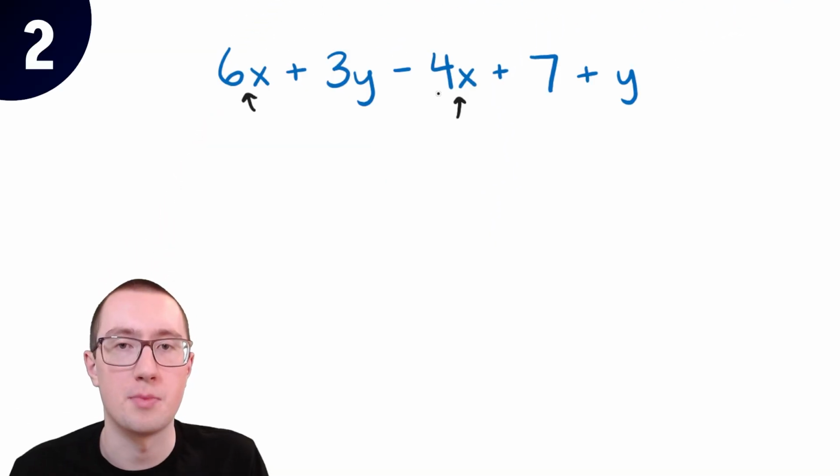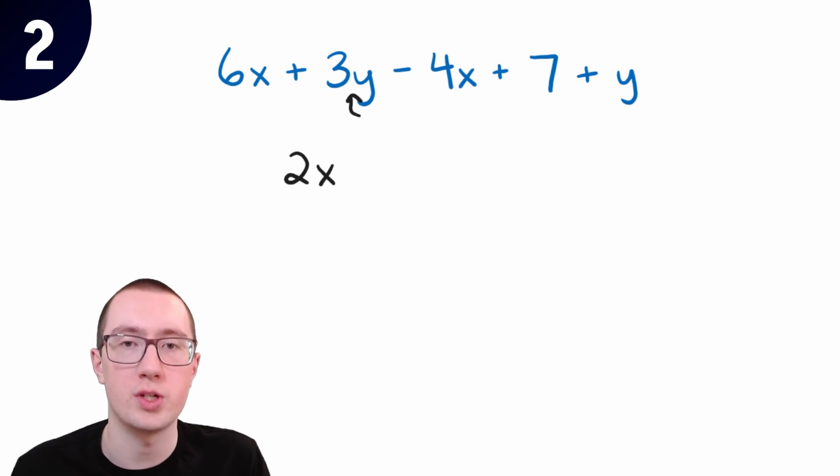So we have to do 6 minus 4, which is 2. And so those are going to combine into 2x. What about the ones with y? We have a 3y, and then we have just a y by itself.